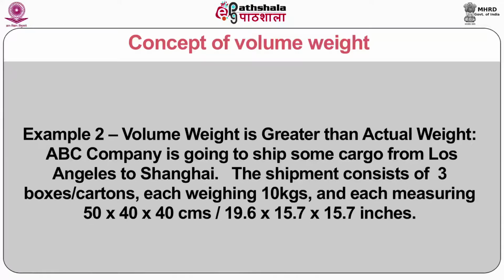Example 2. Volume weight is greater than the actual weight. ABC company is going to ship some cargo from Los Angeles to Shanghai. The shipment consists of 3 boxes or cartons, each weighing 10 kgs and each measuring 50 into 40 into 40 centimeters, or 19.6 into 15.7 into 15.7 inches.